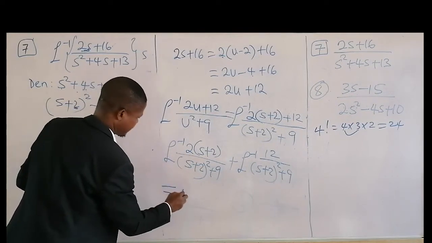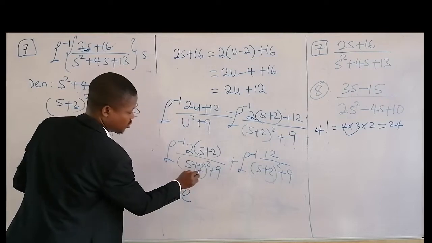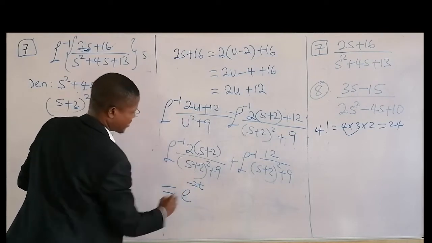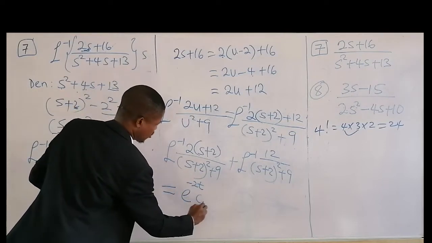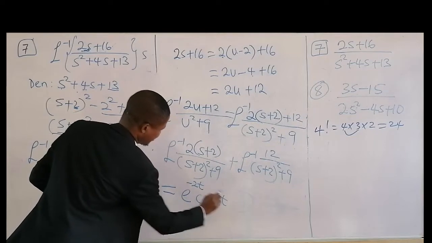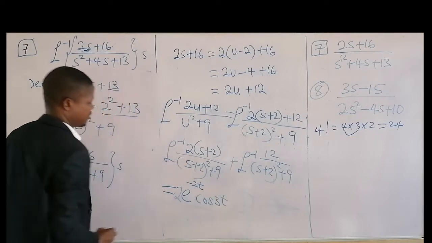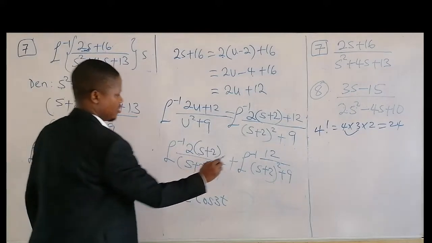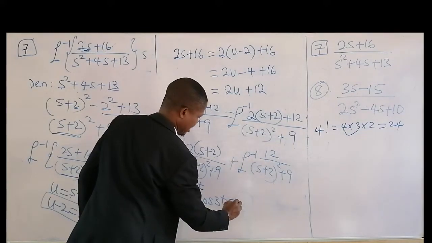Then we have exponential minus 2t, then cos 3t. Don't forget your 2 here. Don't forget the 2 there. Then here also, this 12 can come outside.